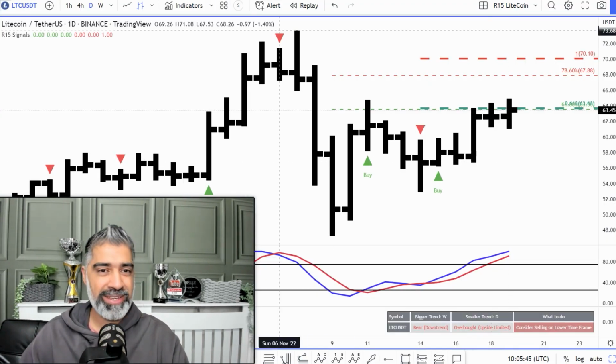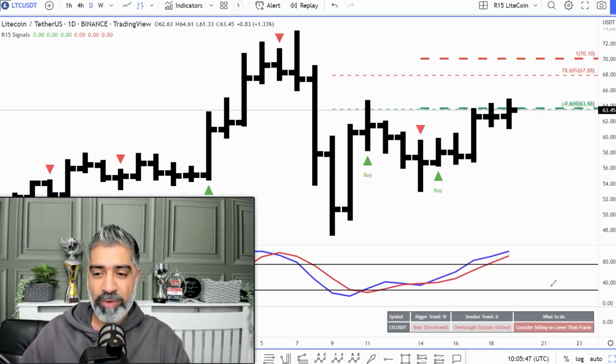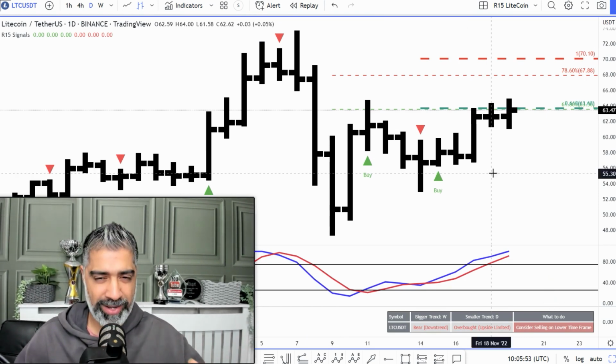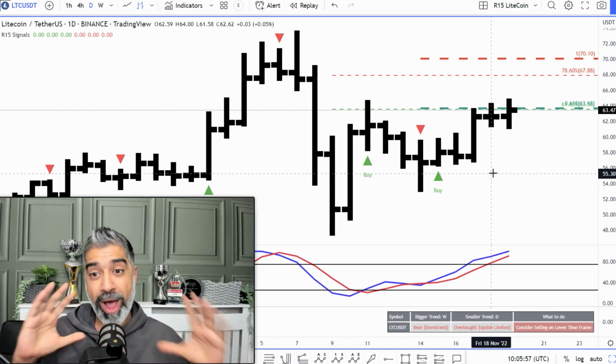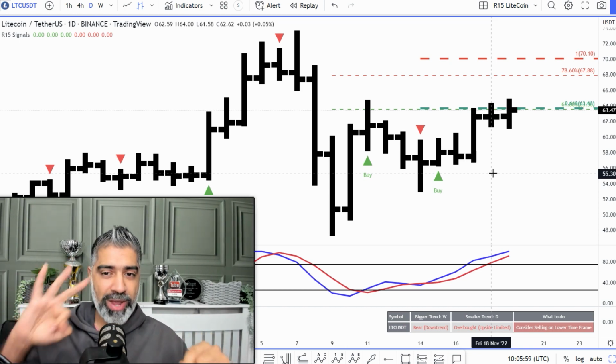And here we have it. So we've got the same filter in the bottom right-hand corner: consider selling on the lower time frame. So what do you see here with Litecoin? Now remember, markets tend to move in 5s and 3s. And what I see is a potential 3-wave correction.